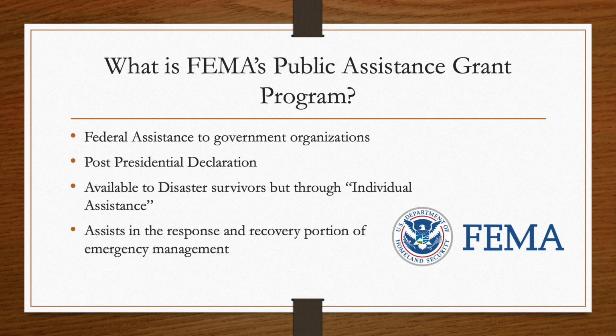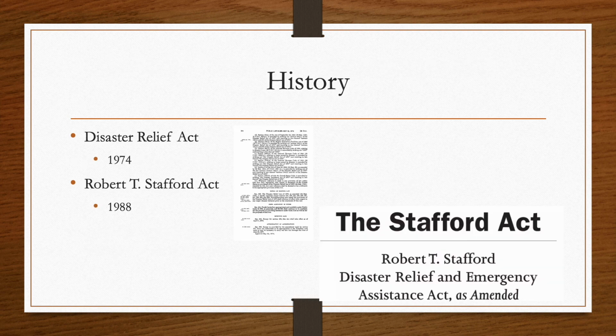A little background on the Public Assistance Grant Program is that it originally began as the Disaster Relief Act of 1974, which was essentially a document listing the process of a presidential declaration and how funding and aid would be allocated. It was amended close to 15 years later, and on November 23, 1988, the Robert T. Stafford Act was in place. The Stafford Act essentially describes and promotes emergency preparedness plans.